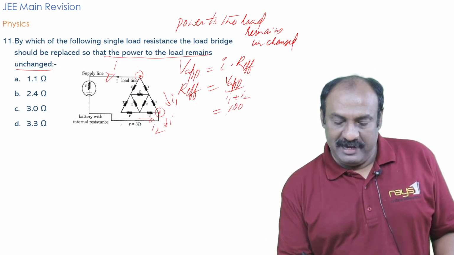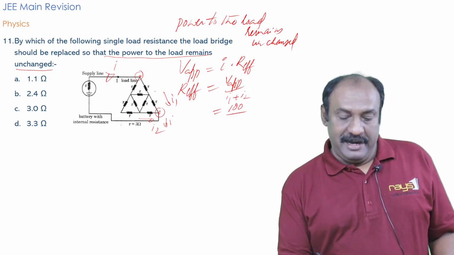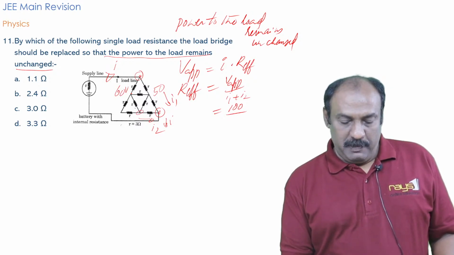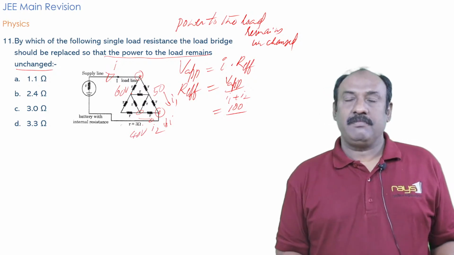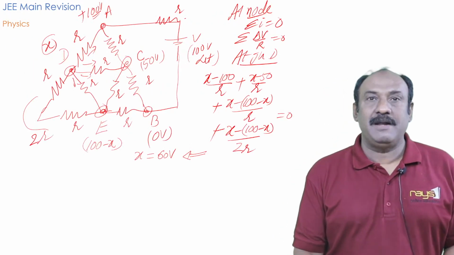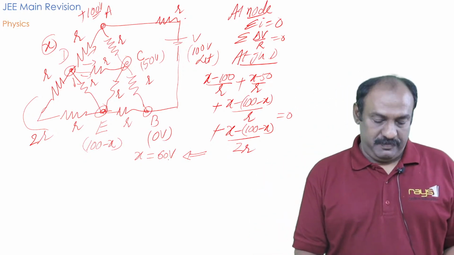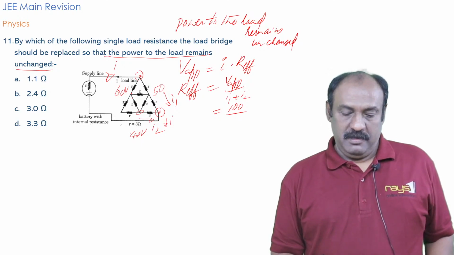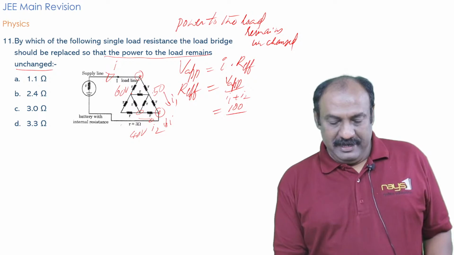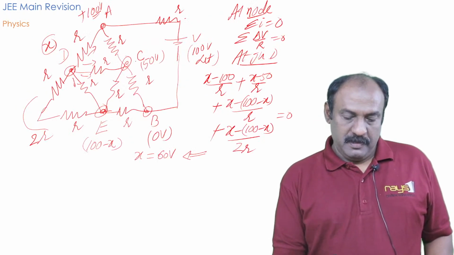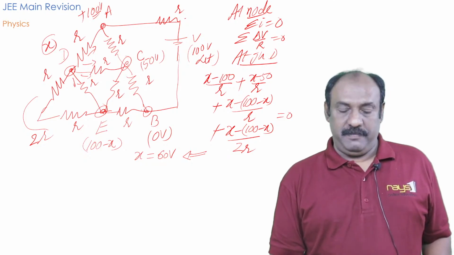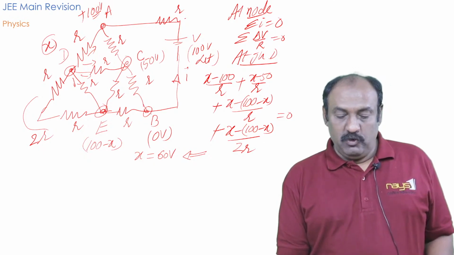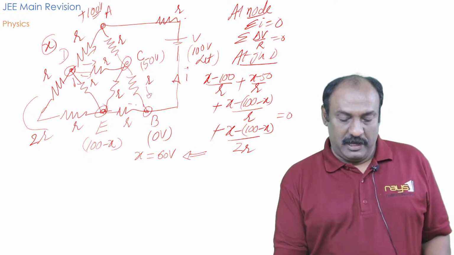Voltage applied is 100. What is I1? Here I calculated 50 volt, here 60 volt, so here 100 minus 60 is 40 volt. So with the help of the nodal method, I calculated X value as 60. Then at this point 50 volt, at this point 60 volt, here the voltage is 40. Now the current from C to B and from E to B merge as I.